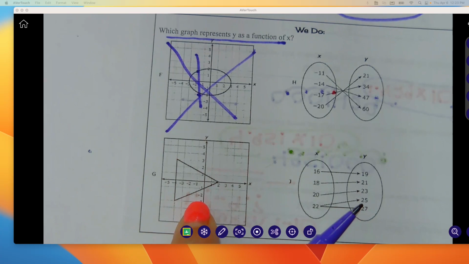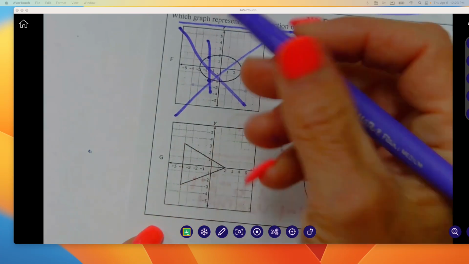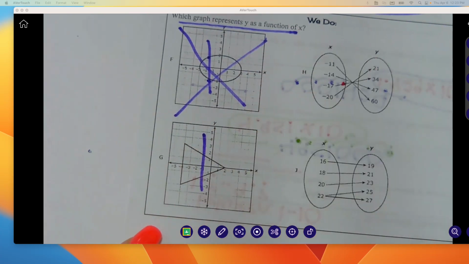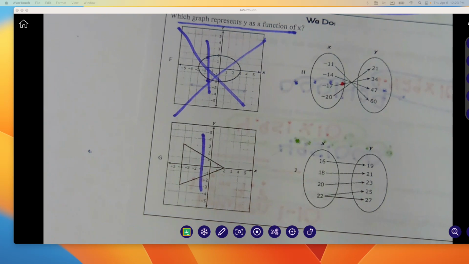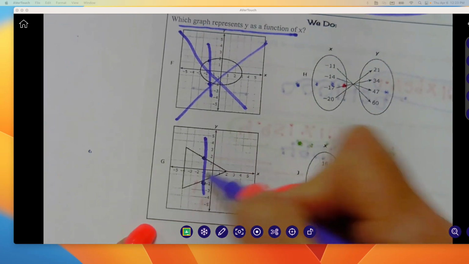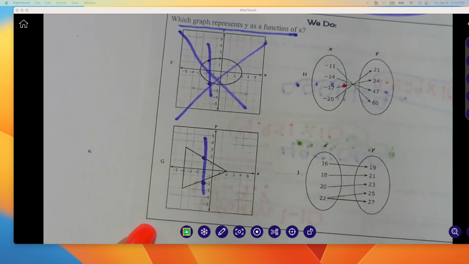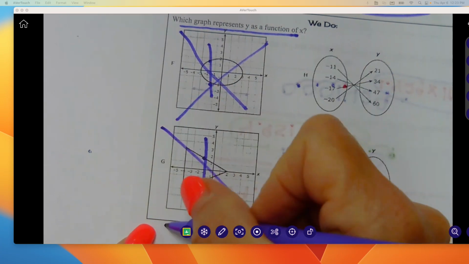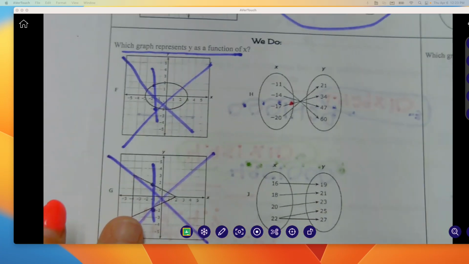Okay, let's look at this figure. Okay, this is a triangle, but if I do my vertical line test, okay, it hits twice. Since it hits twice, that means it shares the same x value, so therefore it is not a function.